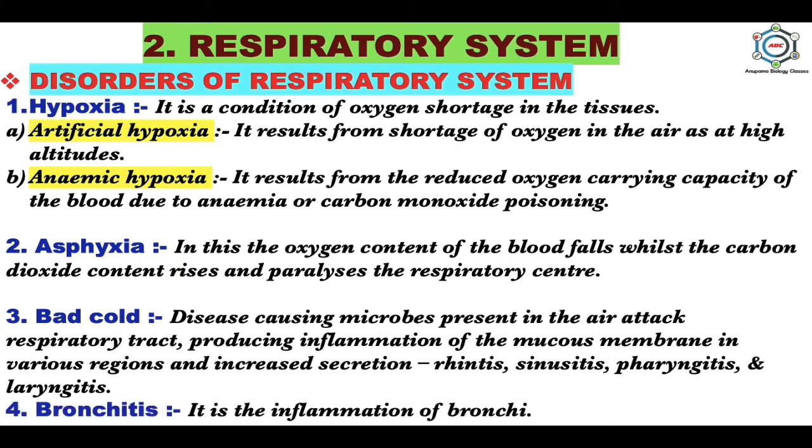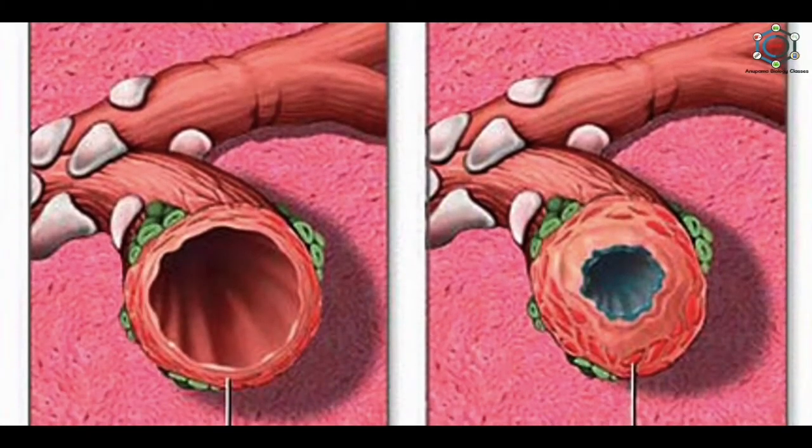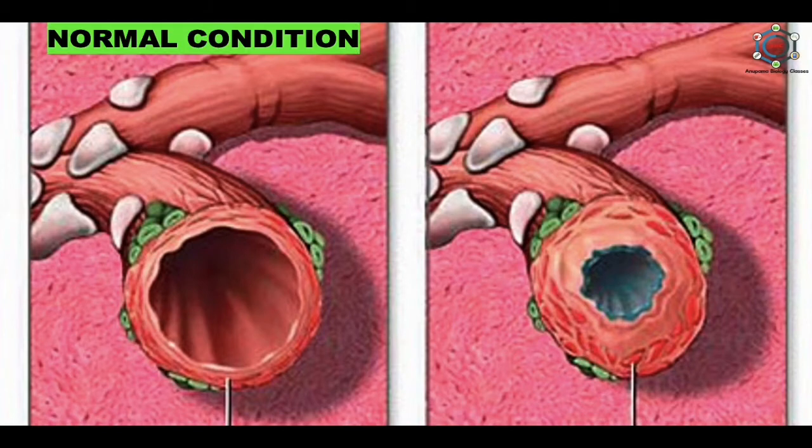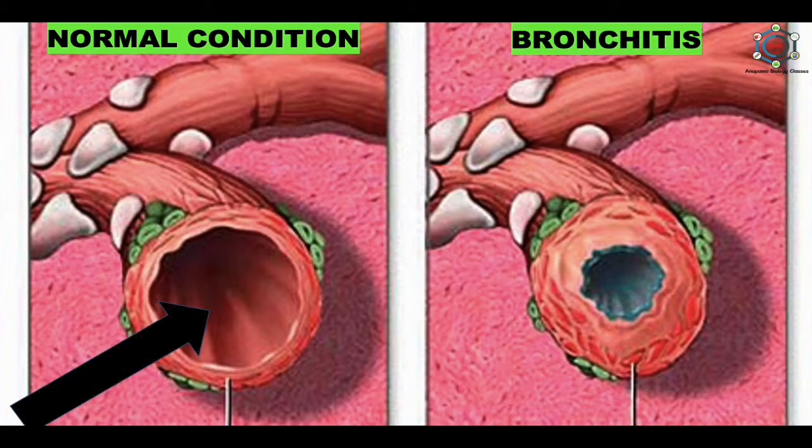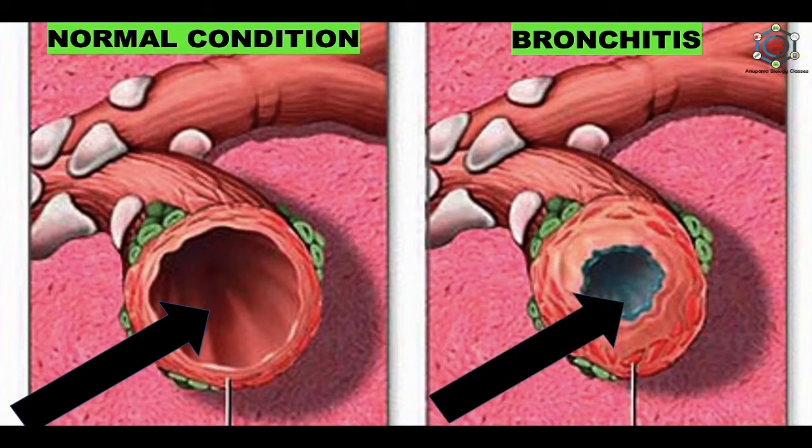Now, bronchitis. It is the inflammation of bronchi. So, in this figure, you can see inflammation in the bronchi in the second picture. First one is the normal condition of the bronchi, and second is the bronchitis condition. You can see the bronchitis here in the picture.